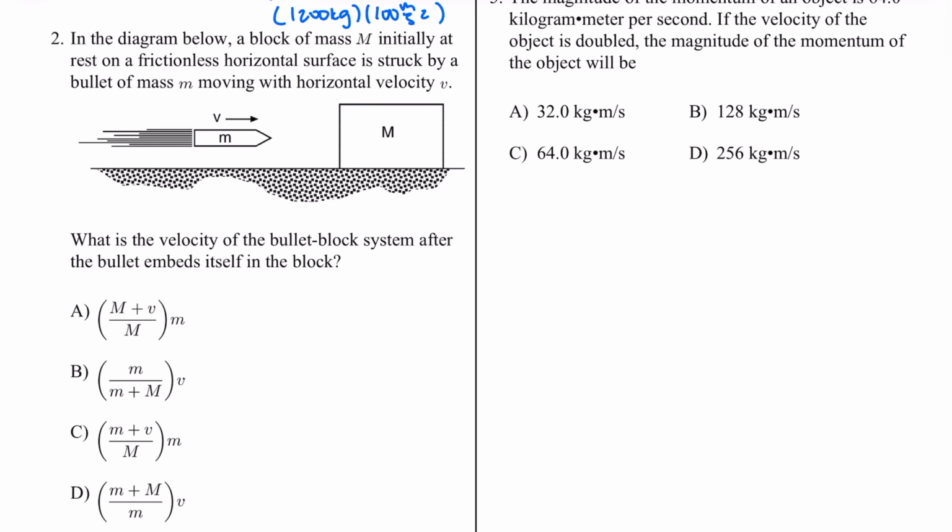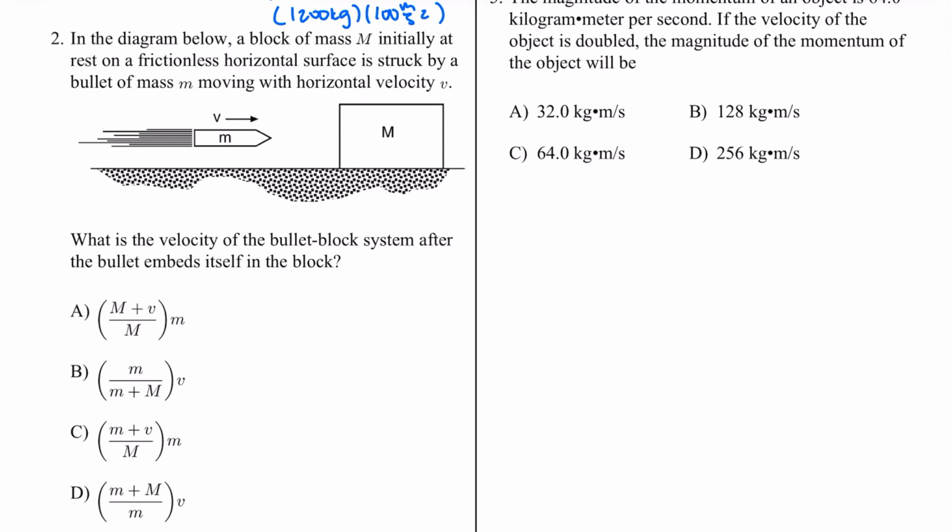Number 2. In the diagram below, a block of mass, capital M, initially at rest on a frictionless horizontal surface is struck by a bullet of mass, lowercase m, moving with horizontal velocity v. What is the velocity of the bullet block system after the bullet embeds itself in the block?